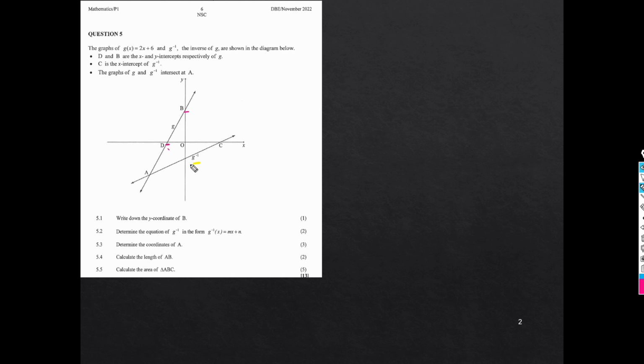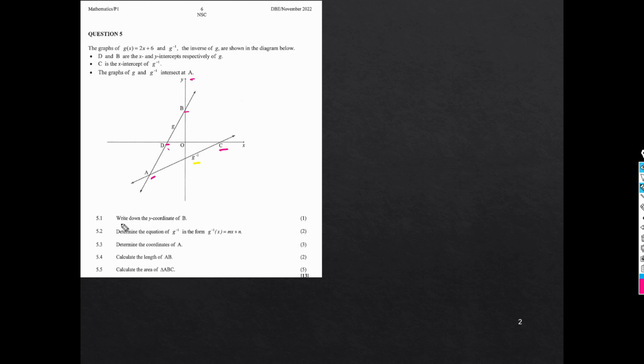C is the intercept of g inverse, and then we do have the intersect at A of both equations, right? Let's get into the question.